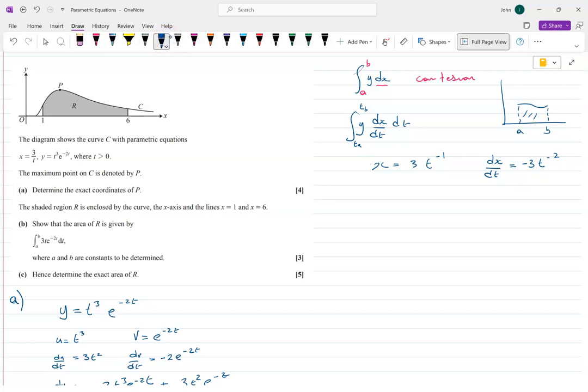So we've got b, and notice that's what the question says. Some people try to avoid this issue. It says where a and b are constants to be determined. If it says determine, it means work them out and show how we've worked it. So we need to find the values of b and a in there. So when x equals 1, which is our value of a, we have 1 is equal to 3 over t_a. So, cross multiplying, we get t_a is equal to 3.